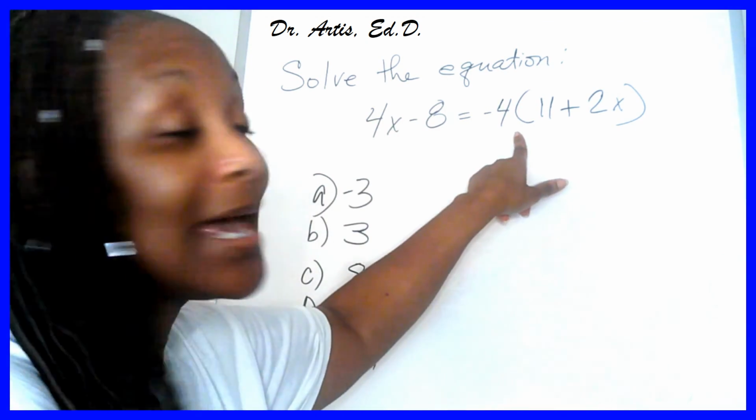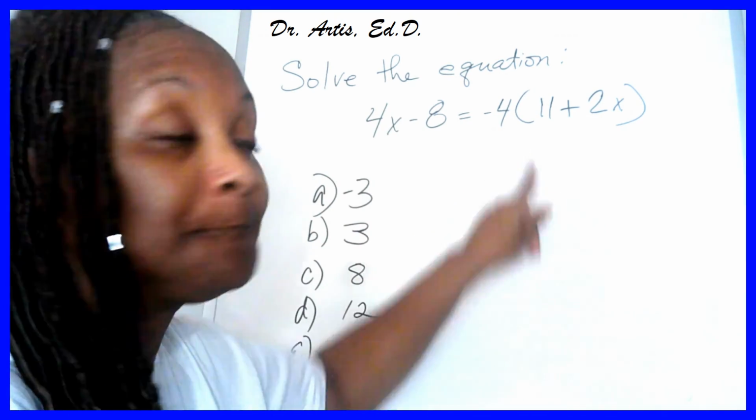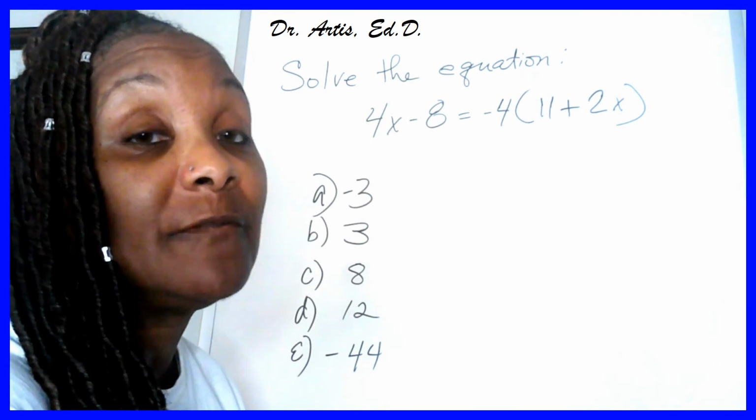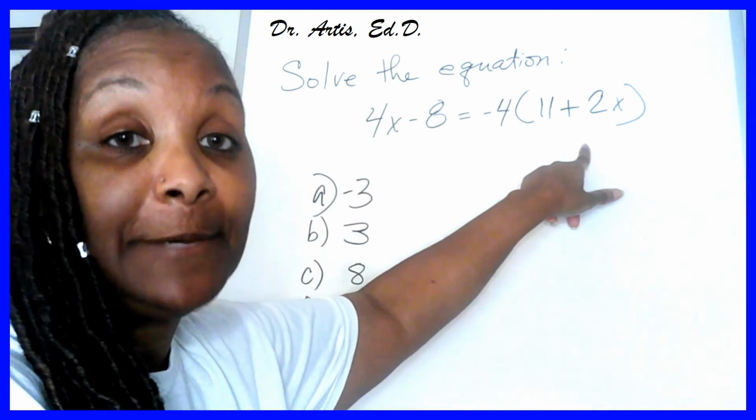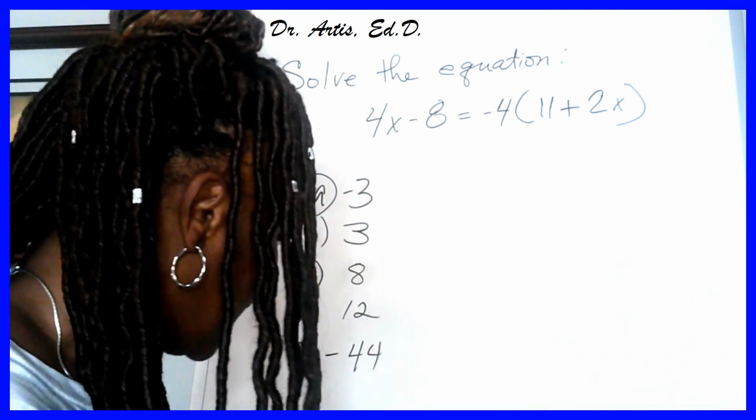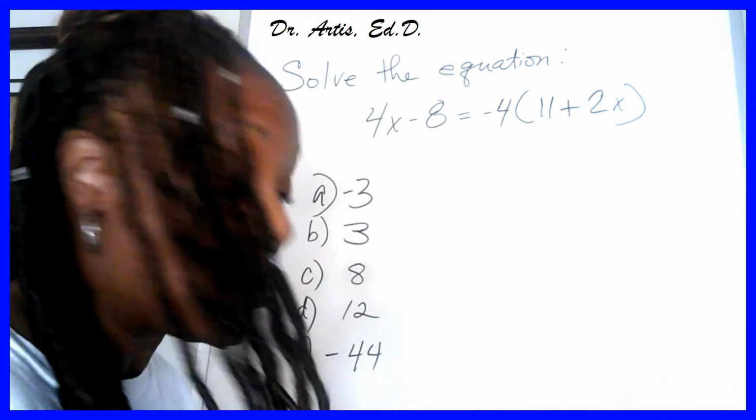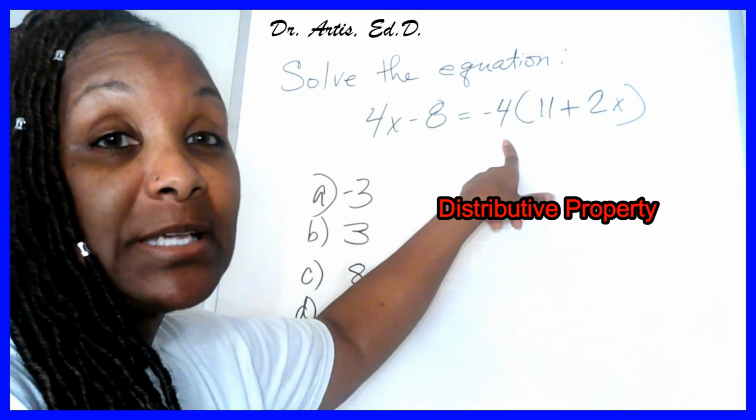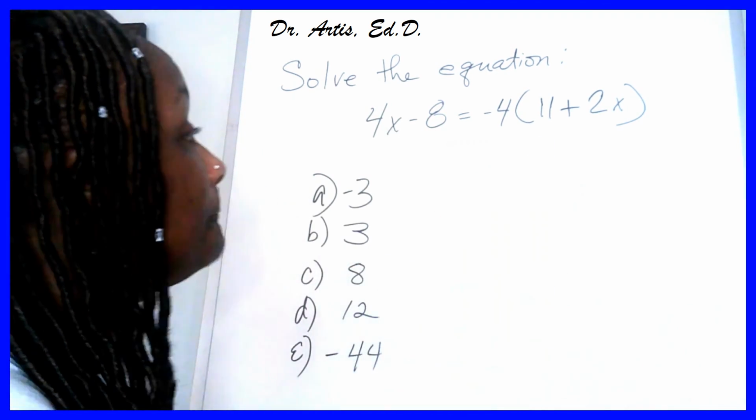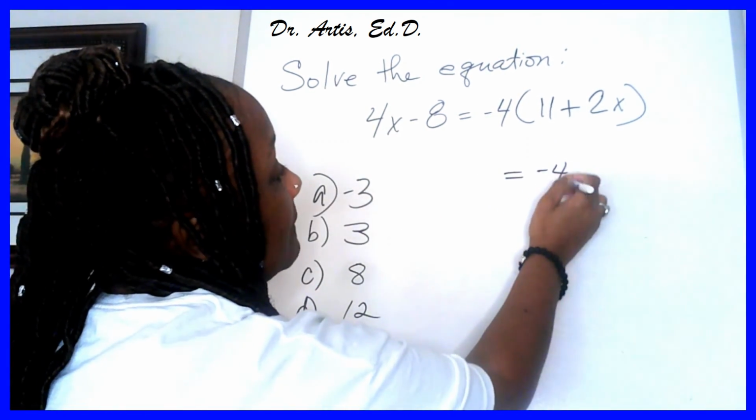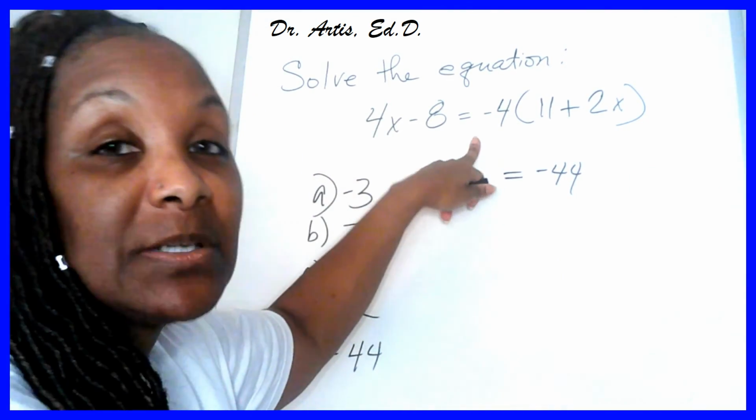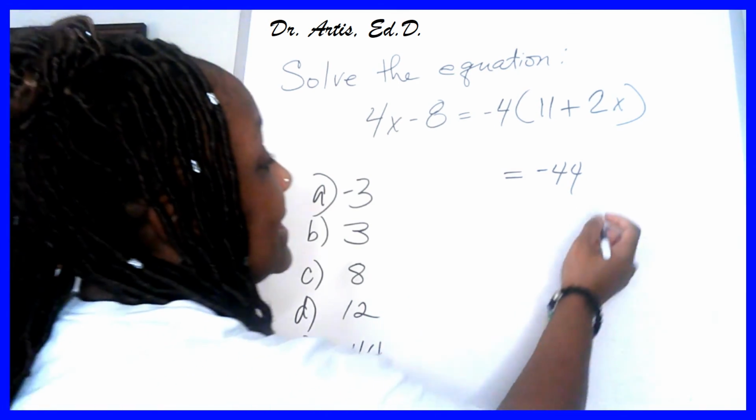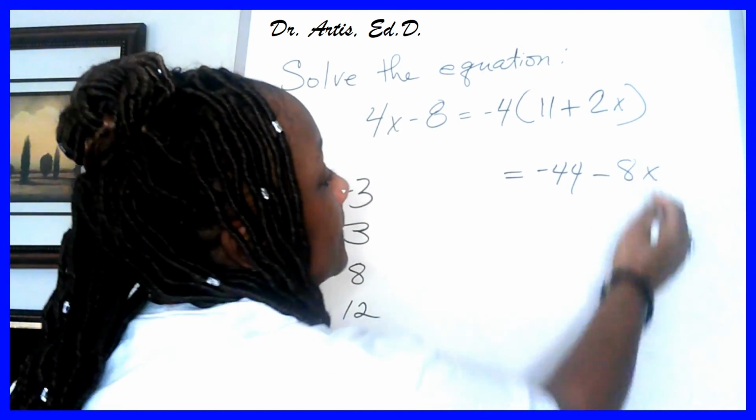So when you look at the expression on the right side of the equation, we first need to get rid of our parentheses. So we need to utilize the order of operations in order to actually get rid of our parentheses. So in doing so, we're going to utilize the distributive property. So the first thing we're going to do is multiply negative 4 times 11, which will give us a negative 44. And then we're going to multiply negative 4 times a positive 2x, which will give us a negative 8x.